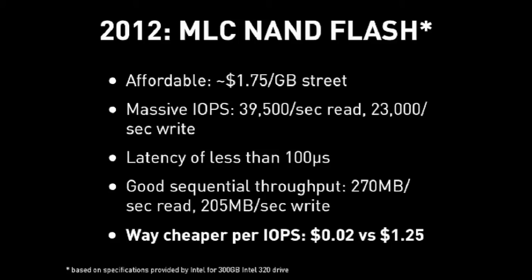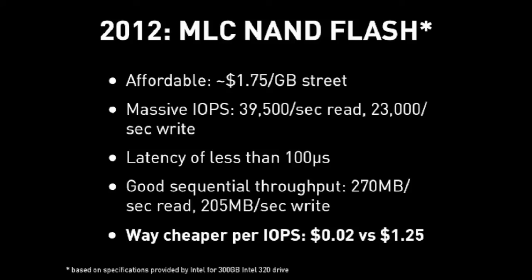So let's talk about 2012. We've now got this stuff called MLC NAND flash, which is really cheap, big flash drives. In 2012, we're at about $1.75 a gigabyte for MLC NAND flash. We can do about 40,000 reads per second versus 120. You can imagine that makes a pretty big difference. Write performance, not quite as good.